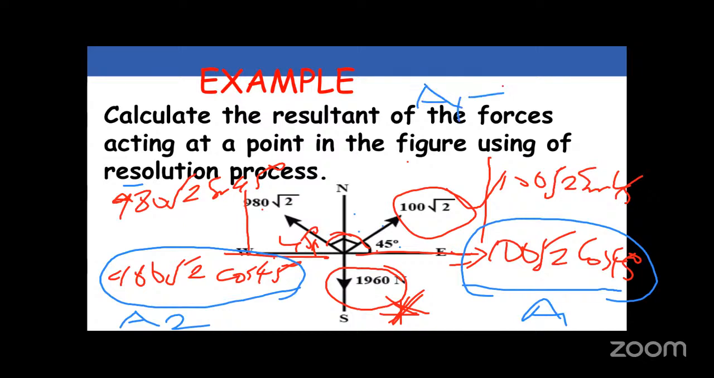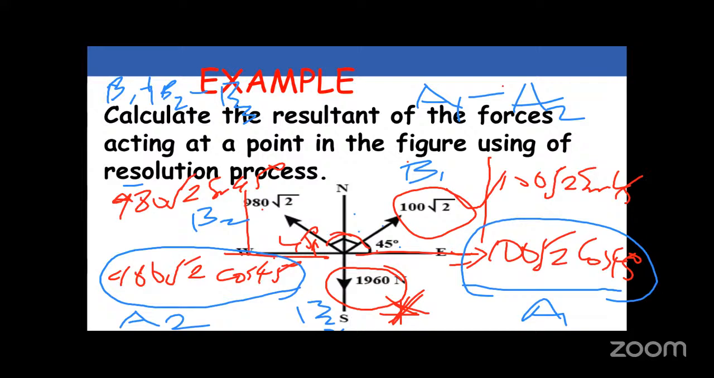A1 minus A2. If we say this is B1, B2, and this is B3. Here, B1 and B2 are both upward, above the x-axis, upward in the north direction. So we add them together. B3 is below, so we subtract. So we can write an expression for it as B1 plus B2 minus B3.